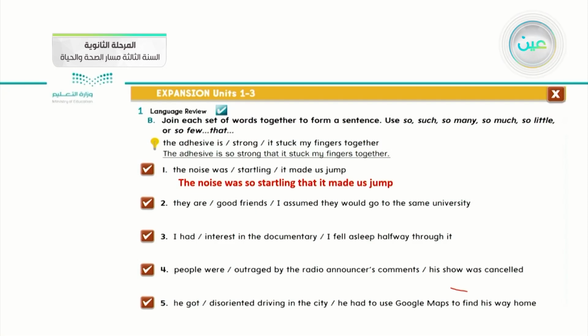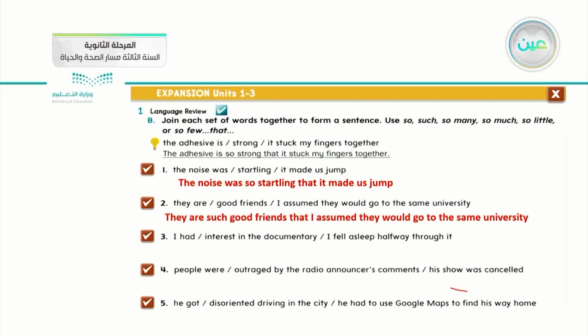They are good friends. I assumed they would go to the same university. Where do you think the cause and the effect are in this sentence? When I say they are good friends, I think it's a cause. And I assumed they would go to the same university is the effect of it. How can I apply this expression? They are such good friends. Because they are such good friends, what happened after that? I assumed they would go to the same university.